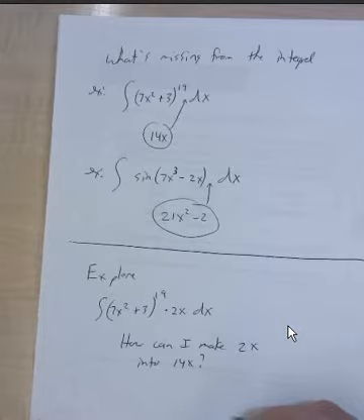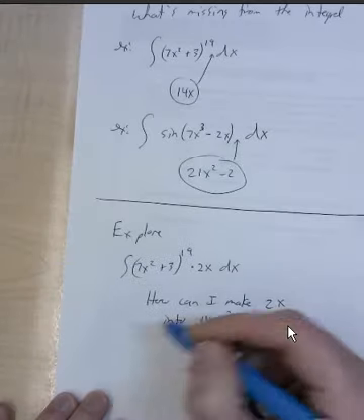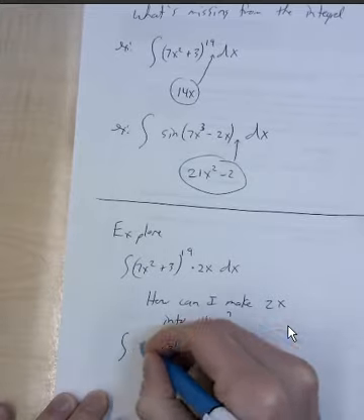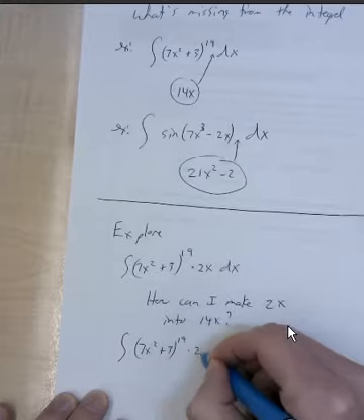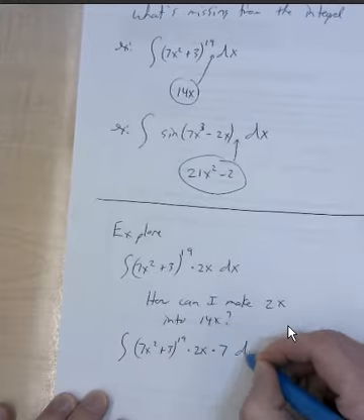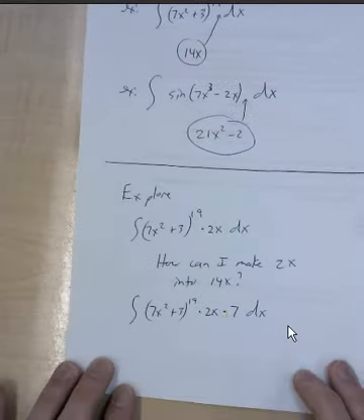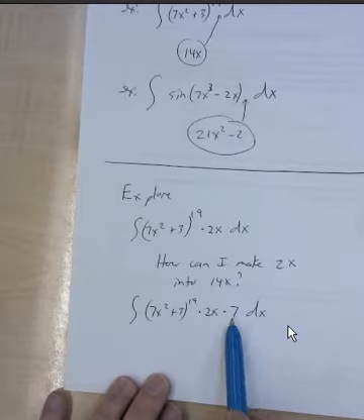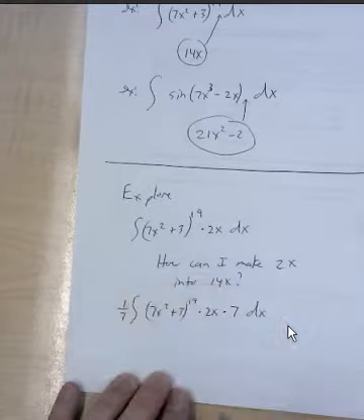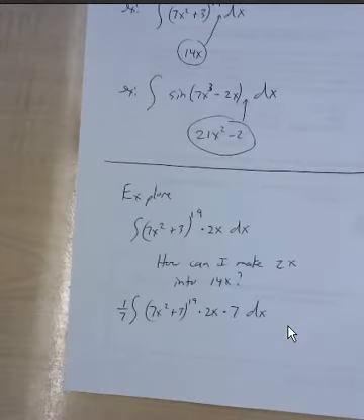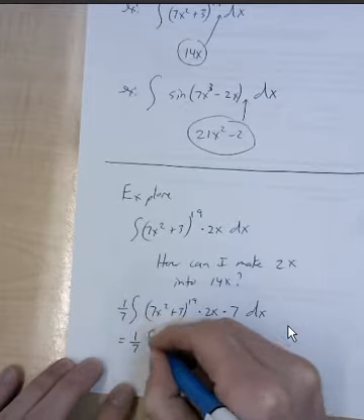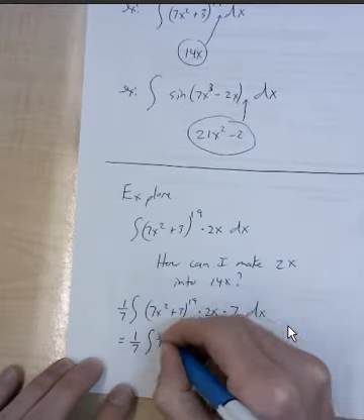So I'm going to rewrite this problem here as the integral of 7x squared plus 3 to the 19th power times 2x times 7 dx. That's right. But again, if I'm just going to multiply by 7 here, that's not okay. That's not 1. If I'm going to multiply by 7 on the inside, I got to multiply by 1/7 on the outside. Are we good? So now we can say that this is 1/7 times the integral of 7x squared plus 3 to the 19th times 14x dx.